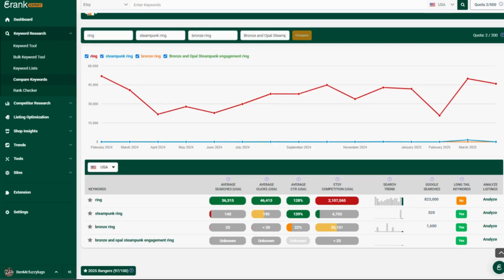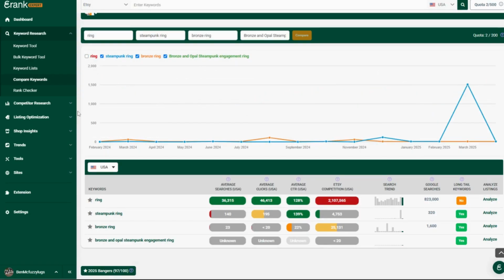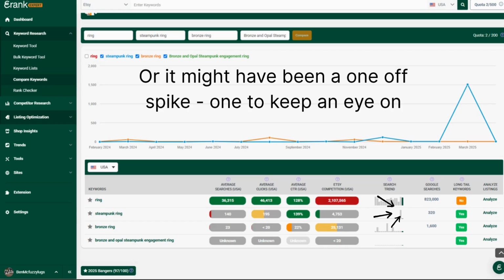So you can get an idea about the seasonality of keywords, that is, if they're more popular at different times of the year. In this case, ring has so many more searches, as we already guessed would be the case, so it dominates the graph. We can hide it by hitting the check mark beside the word ring. That's better, so we can see the other keyword trends. It seems here that bronze ring was searched for in the summer, but it might be losing popularity. So that's interesting. And steampunk ring might actually be gaining popularity.